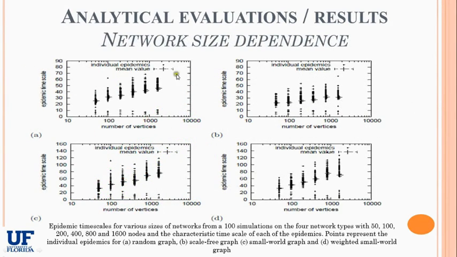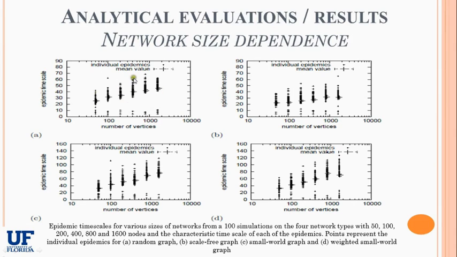Another parameter we considered is the network size. We wanted to see how the network size affects the epidemic spread. So we looked at different network sizes, like 50, 100, all the way to 1,200, and compared it to the epidemic time scales. You realize in here that based on the network size, the number of infected people per time scale varies in comparison.